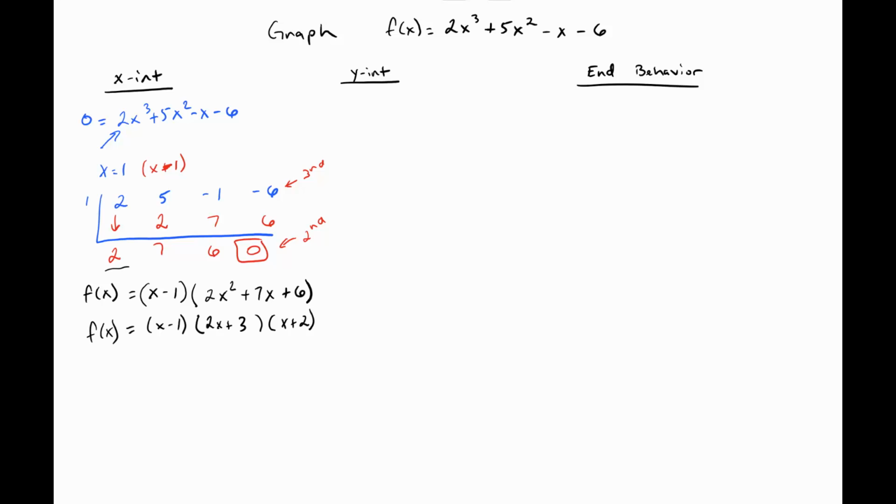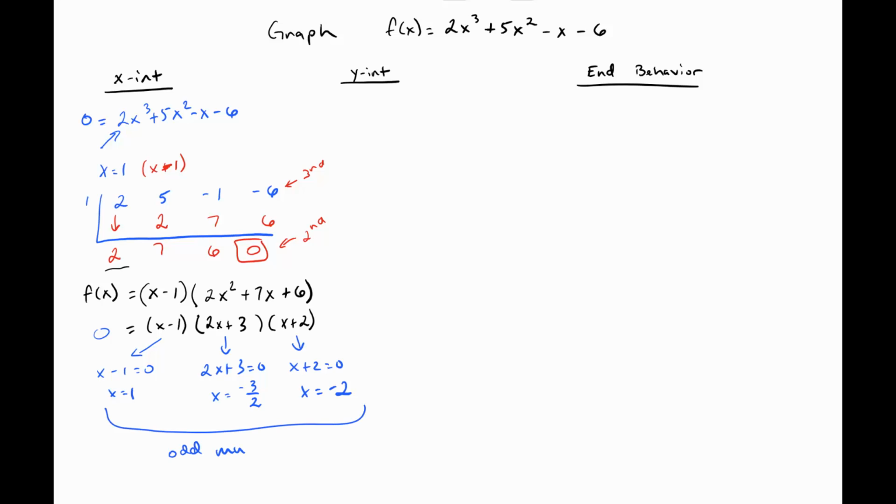And from there, I can find the remaining zeros by, again, setting f of x equal to 0, setting each of the factors equal to 0 and solving. Now, I will notice these all have odd multiplicity, and I'll make a note of that so I don't forget later.